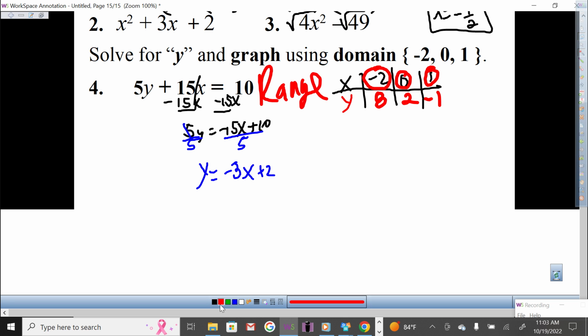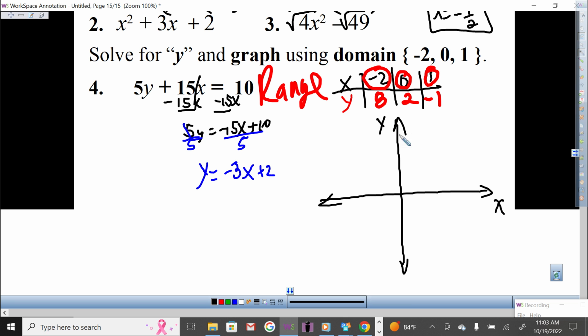All right, let's cross that. Nice and straight like mine. Look at that. That's gold. This is my y-axis, my x-axis. Let's graph this. My first point is at negative 2, 8. Negative 2, 1, 2, 3, 4, 5, 6, 7, 8. So that point is about right there.